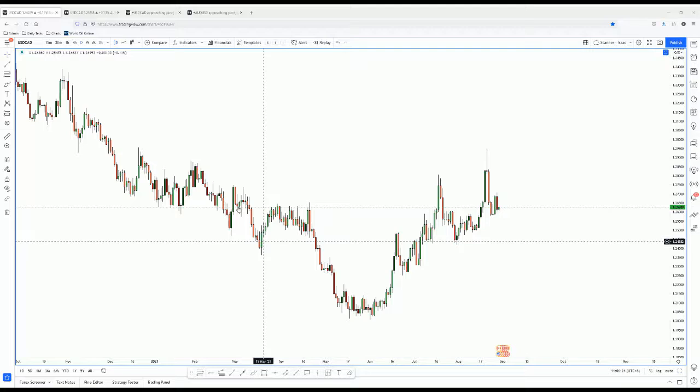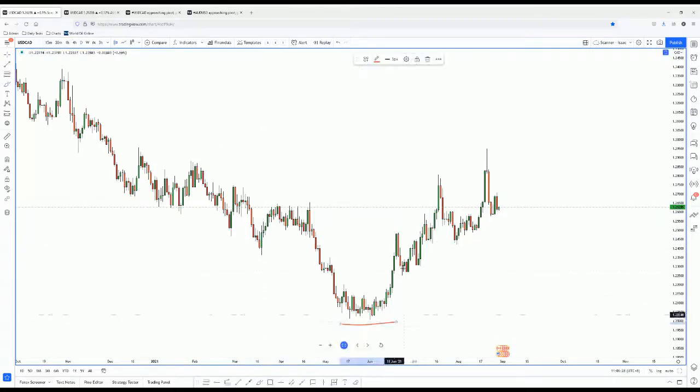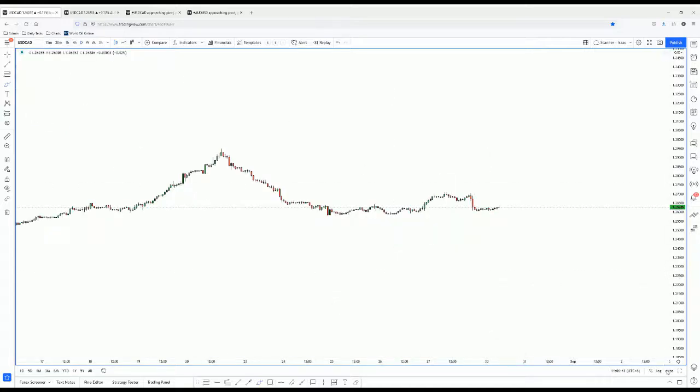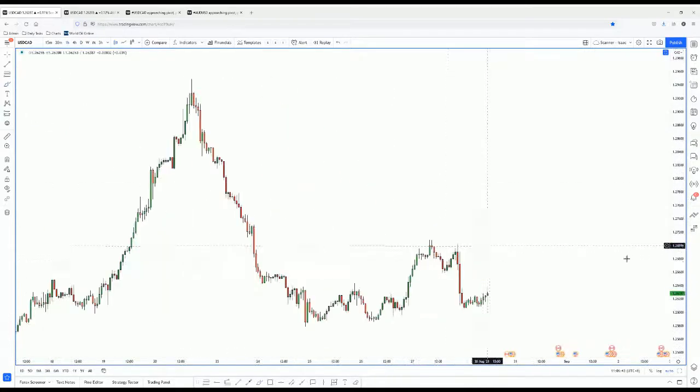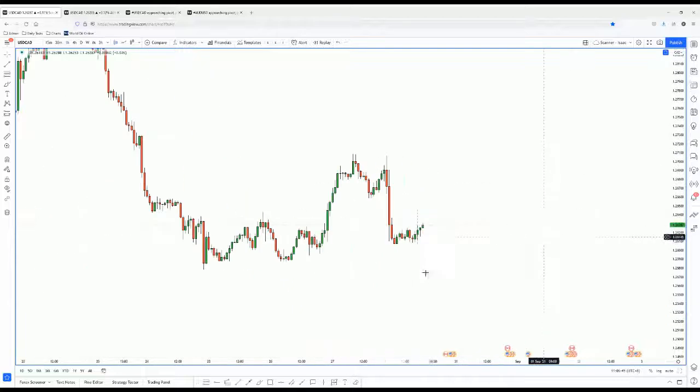So what I have here is dollar CAD on the daily. Very interestingly, market structure is very clear: higher highs and higher lows. So we can expect price to push up and make a higher high. But for that, let's quickly go down to the 1 hour, and I just want to show you guys, keeping in mind that the bigger picture is always bullish for now.